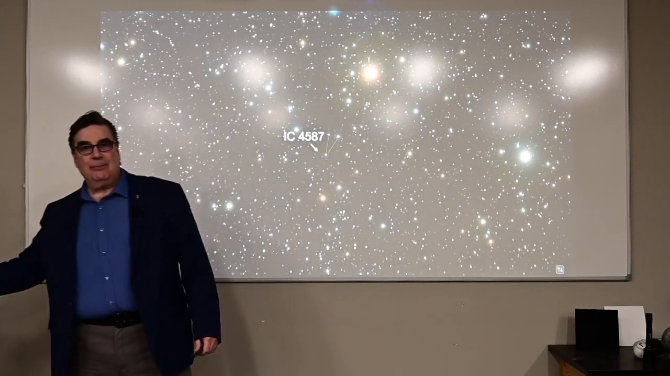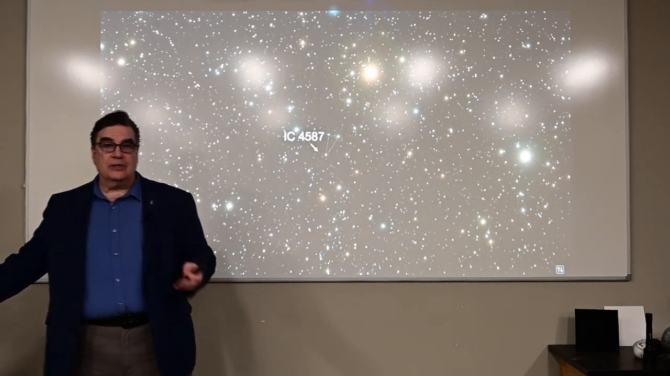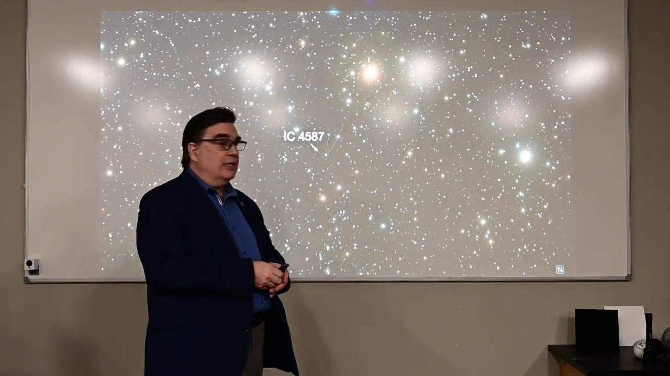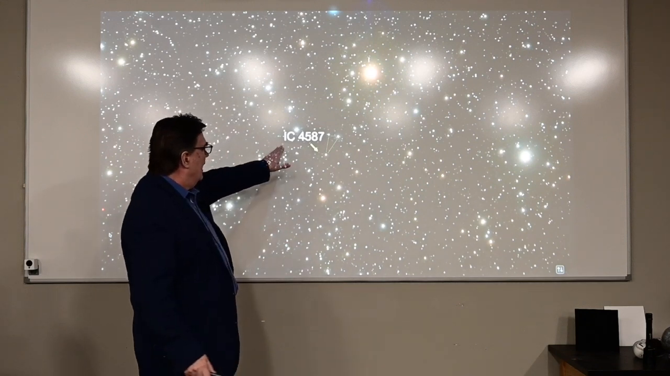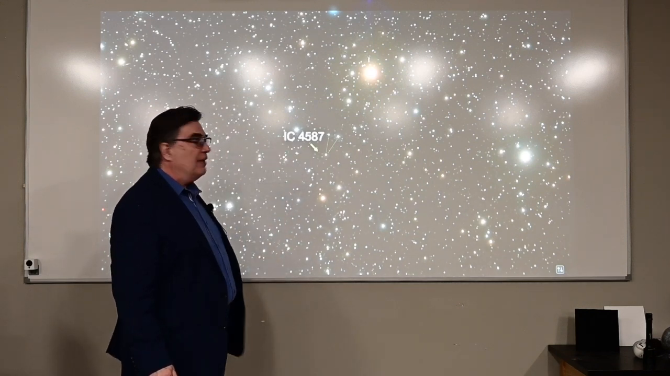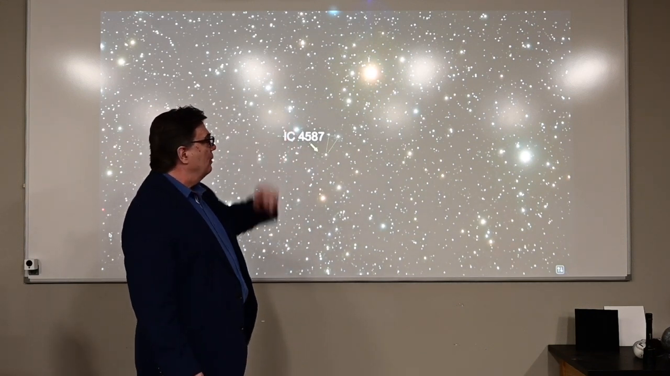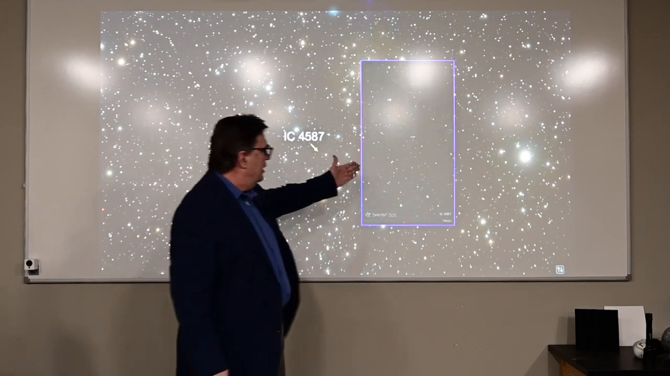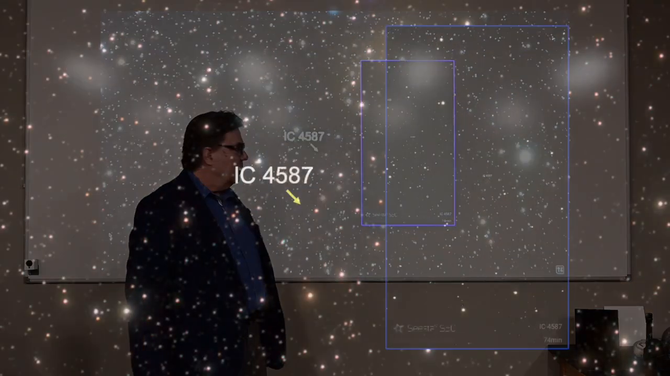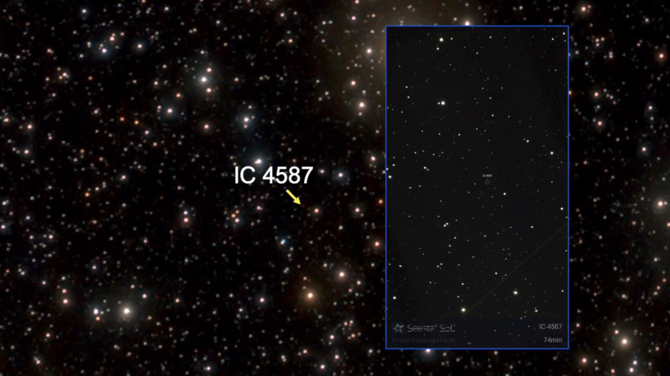So if you have that particular telescope, or if your smart telescope has this object in its catalog, you just plug in IC space 4587. The telescope will then move right to that space, and you'll get a view similar to this. This, by the way, is a 74-minute image. This is a very, very long exposure because that particular galaxy is extraordinarily faint.